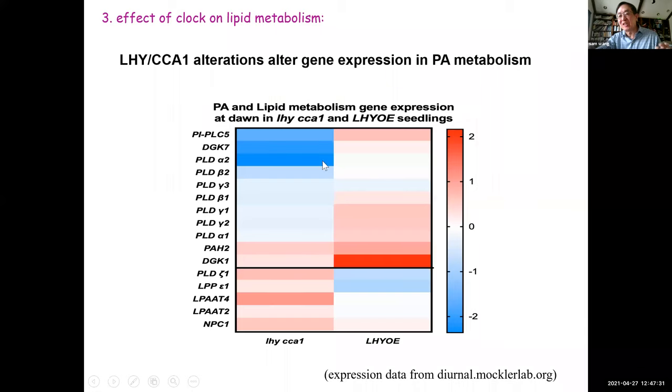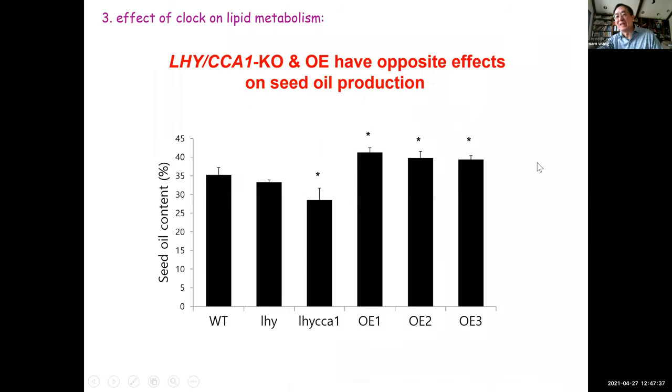You can see some of the genes undergo opposite changes in terms of expression level. Importantly, this also impacts the seed oil accumulation. When you knock it out, this double knockout, you decrease the oil content. When you overexpress LHY and also CCA1, you see an increase of oil content, with alteration of the clock across these types of changes.